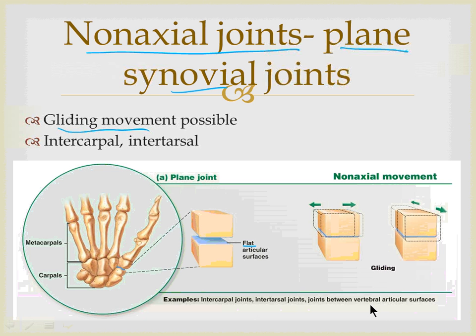You also see them in the vertebrae, as you must have seen in the lab. The vertebra has a part like this, and this is the spinous process. Here's another vertebra, and it articulates with the vertebra above and the one below. The joints between the two vertebrae, these articular surfaces, are also plane synovial joints. Again, there's a very slight gliding movement present between those areas.